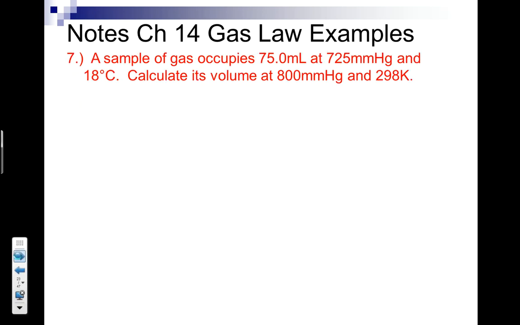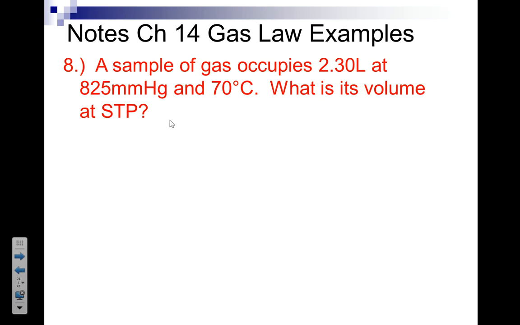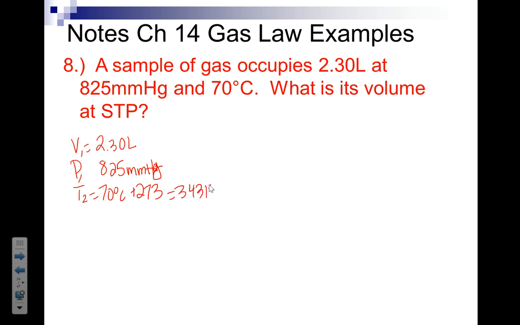Okay, last example, we'll go straight to number 8. This is a sample of gas occupies 2.30 liters, so that's a volume, at 825 millimeters of mercury. That's going to be a pressure. At 70 degrees Celsius, so that's the temperature. Add 273 to that because you got to convert it, and that's going to give you 343 Kelvin. Then it says, what is the volume? Question mark. Since our V1 is in liters, V2 is going to be in liters at STP.